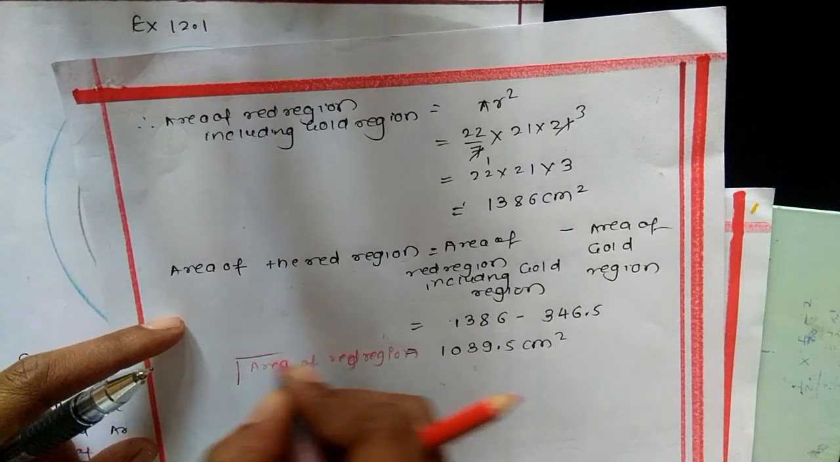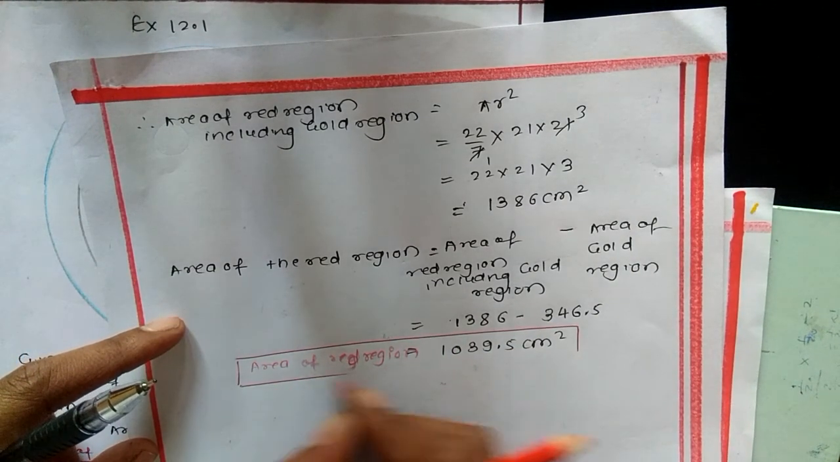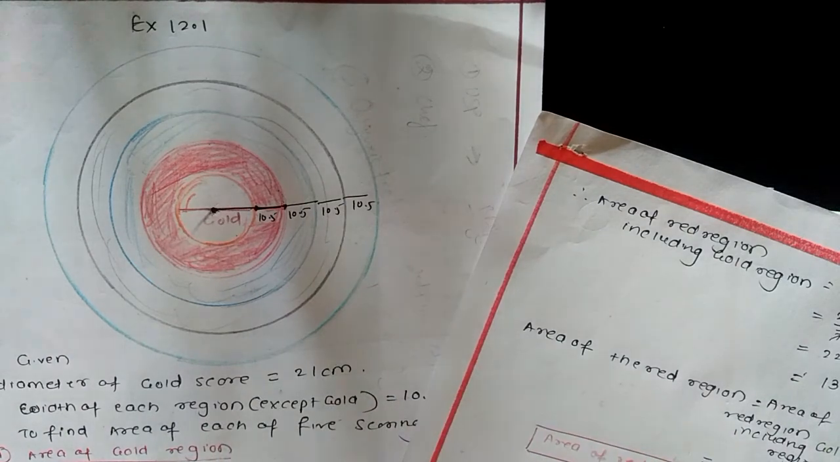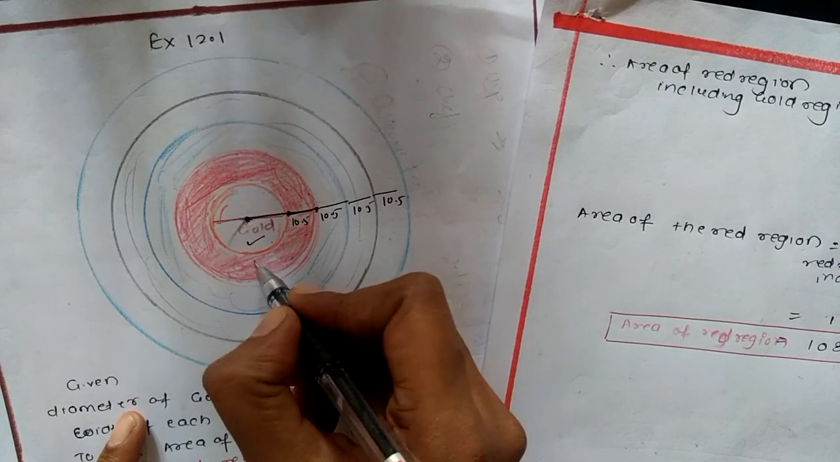As we want this answer to find the areas of all these regions, I'll put this in a bracket so that it will be highlighted. So the area of the gold region is over and the red region is over.